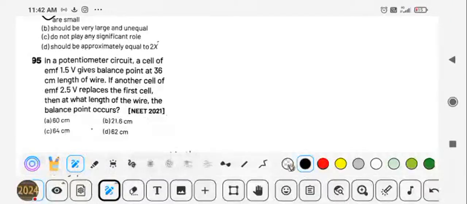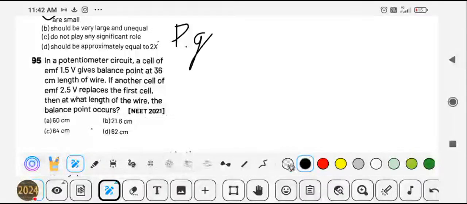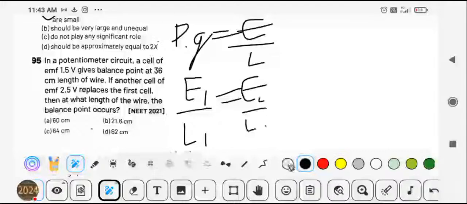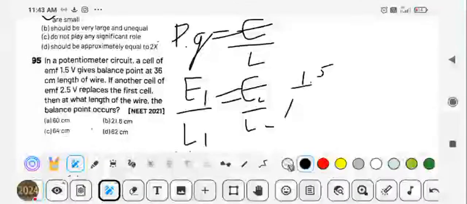How to find it? Potential gradient from the potentiometer. Potential gradient is E by L, that is EMF by length of wire, which means they are directly proportional. That means E1 by L1 is equal to E2 by L2. We know the E1 value. What is the length of the first one? That is 36. What is the E2 value? That is 2.5. They are asking for this length only.